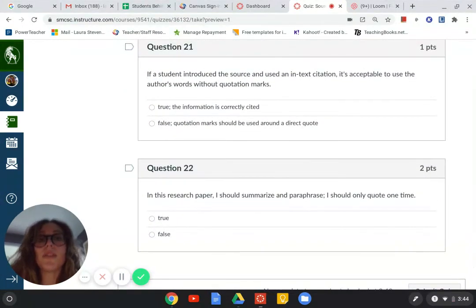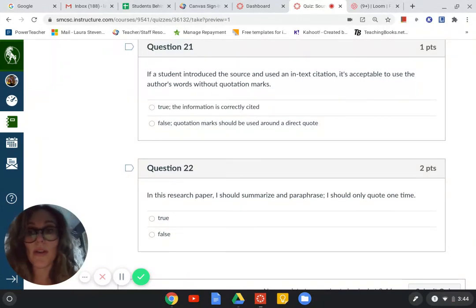If a student introduced a source and used an in-text citation, is it acceptable to use the author's words without quotation marks? I would say that quotation marks always need to be used if it's a quote, and we don't want to quote any in our paper. Like, we don't want to use any direct quotes at all, right? Just we want to use our own words. So in your research paper, I'm going to show you how to do that. Finally, in this research paper, I should summarize and paraphrase.